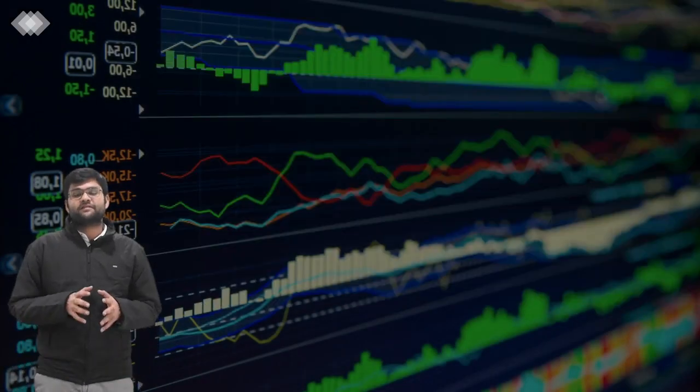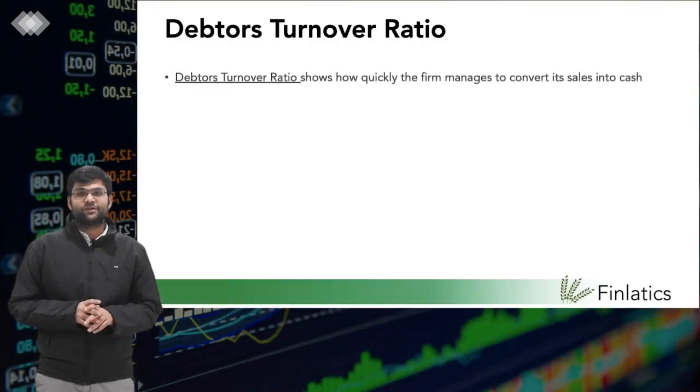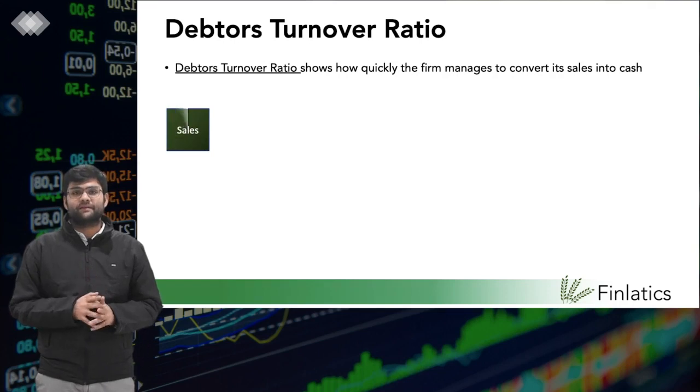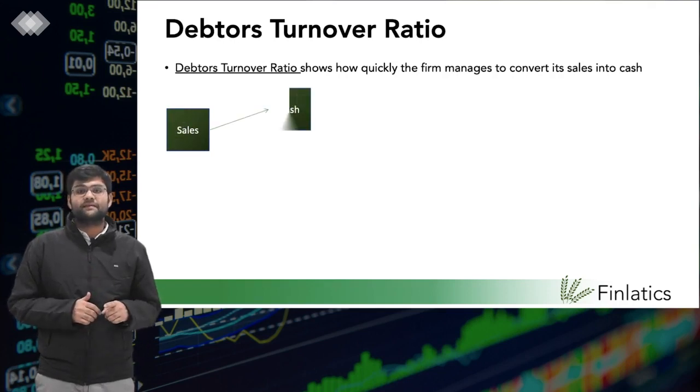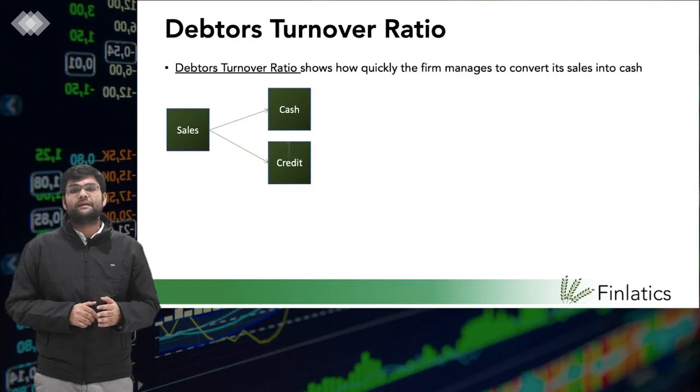Let's come to our first ratio here, the debtors turnover ratio. Debtors turnover ratio measures how quickly the firm is able to convert its sales into cash. Usually firms make sales in two manners. The first is cash sales, where the payment is made immediately by the customers, and the second is credit sales, where the payment is made after a few days by the customers as pre-decided between the firm and the customers.